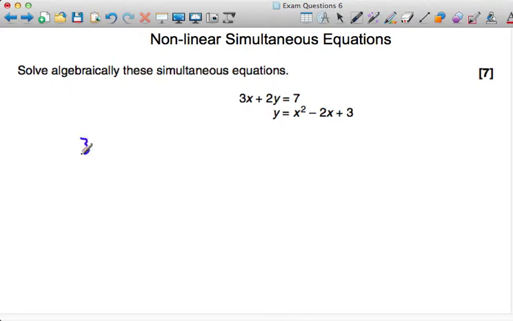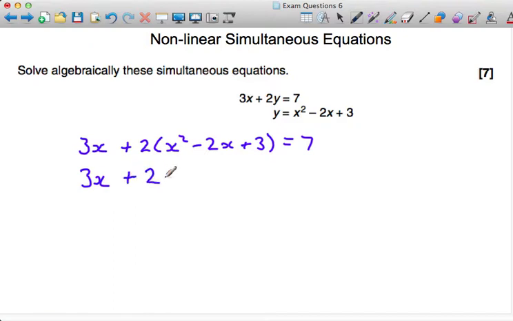So we have 3x plus 2 lots of, and I'll need to put it in a bracket, x squared minus 2x plus 3 equals 7. Now I'm going to expand the bracket, simplify this equation to make it into a standard quadratic equation. So 3x plus 2 times x squared is plus 2x squared, plus 2 times minus 2x is minus 4x, plus 2 times plus 3 is plus 6, and I bring the 7 to the left hand side, it will become minus 7, and that will be equal to 0.